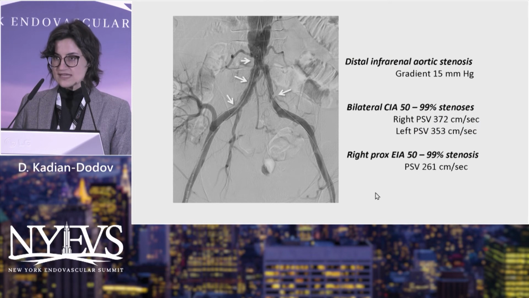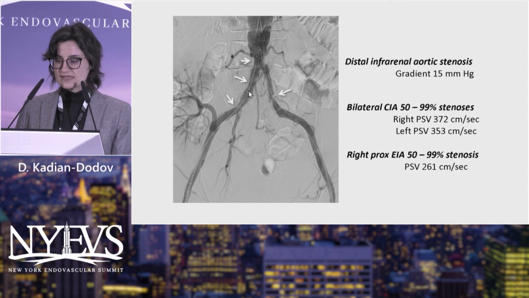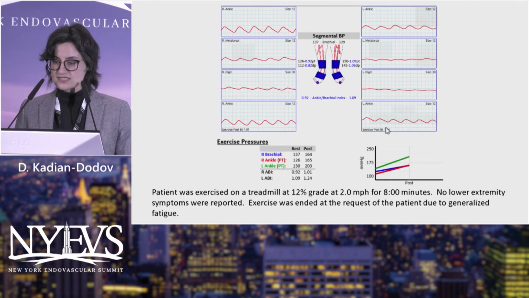So the patient was sent for angiography because inflow disease does much better with intervention up front, and they were found to have a distal infrarenal aortic stenosis of 15, bilateral common iliac artery stenoses, and a right external iliac artery stenosis. And you can see the kidney transplant is coming off the right side. So we want to preserve that in addition to improving the patient's symptoms.